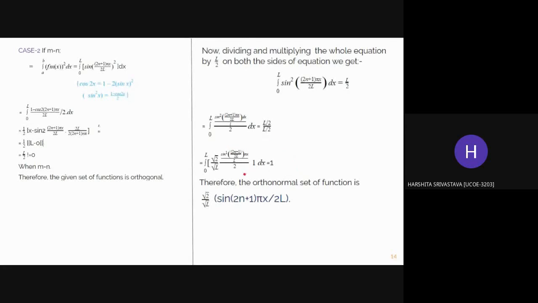So, basically, the equation which we get by applying the root is integration from 0 to L of root 2 upon root L sine (2n plus 1) pi x upon 2L, squared, into 1 dx, is equal to 1. Therefore, the orthonormal set of functions is given by root 2 upon root L into sine (2n plus 1) pi x upon 2L. Here we conclude that the orthonormal set of functions which we need is root 2 upon root L into sine (2n plus 1) pi x upon 2L.